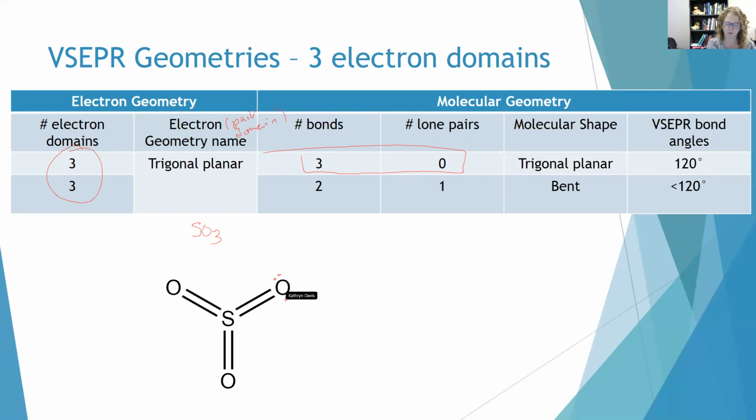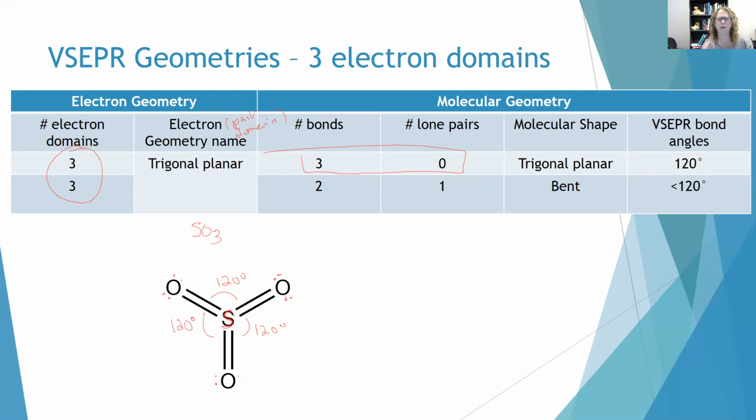Yeah, there are lone pairs on the oxygen, but they're not important to VSEPR. VSEPR doesn't care about the peripheral atoms. VSEPR only cares about the one in the middle, which is sulfur. All of those bond angles are 120 degrees. I'll show you a 3D picture of this in a little bit to help you make sense of it.